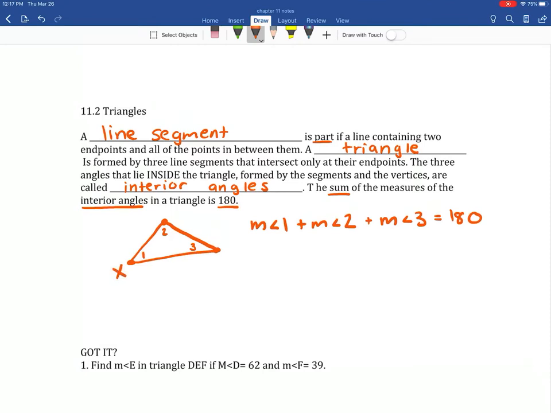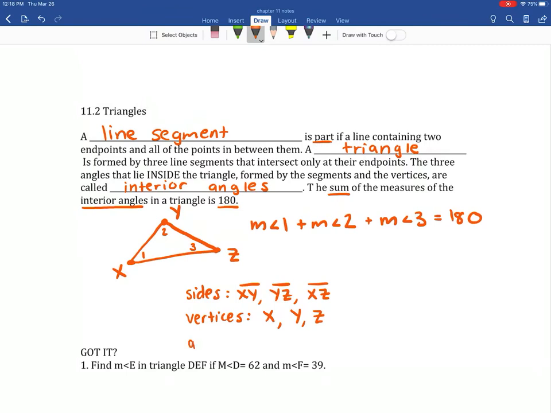I could label these vertices. I could say this is X, Y, and Z. I could say the sides of the triangle are side XY, side YZ, and side XZ, all the line segments. I could see that these sides form vertices. I have vertex X, vertex Y, and I have vertex Z.